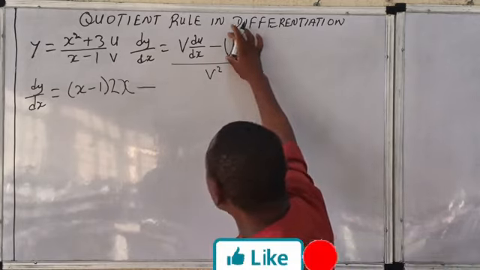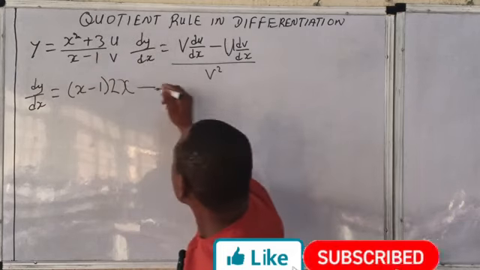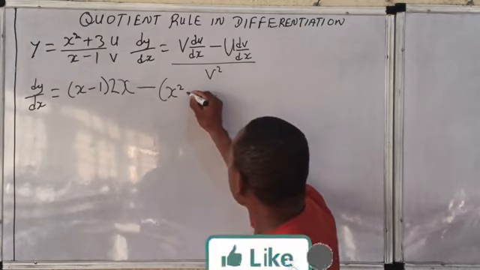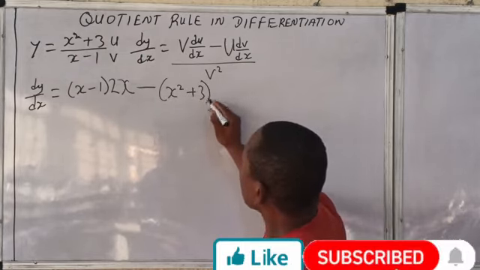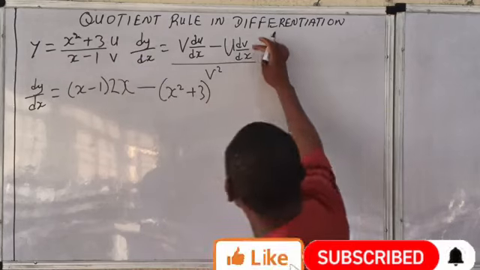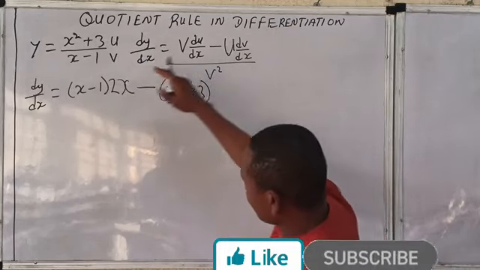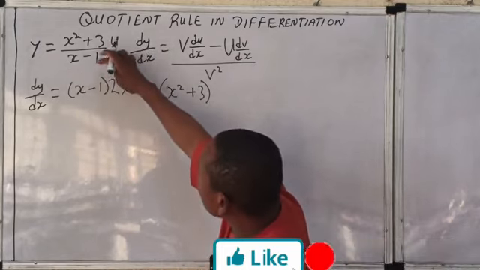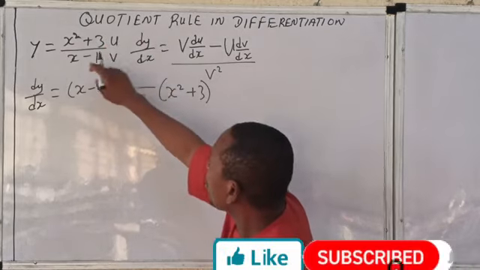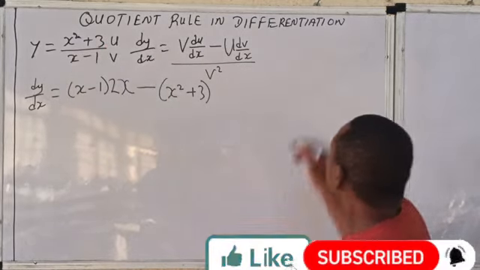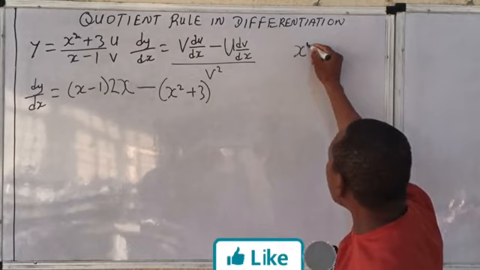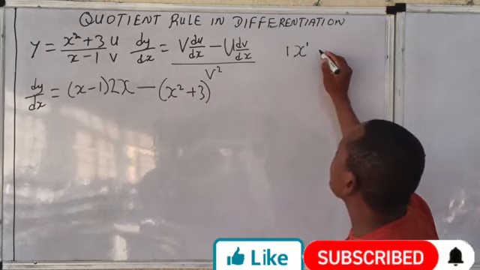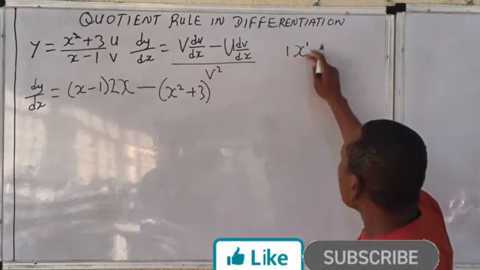Then take u. What is u? This: x squared plus 3. Now you differentiate dv/dx. You are going to differentiate v, that is this. If you differentiate this constant, definitely you have 0. What about if you differentiate x? x is the same thing as x raised to power 1. Use the 1 to multiply, so you have 1 here.